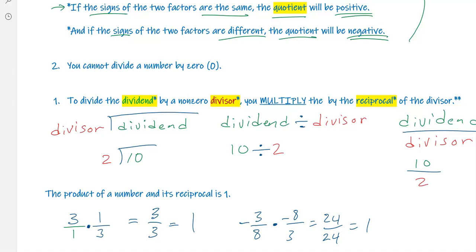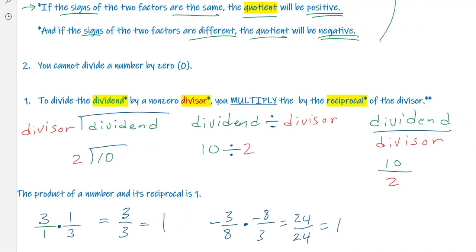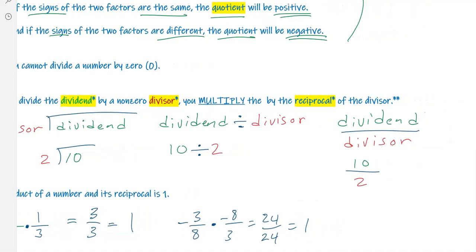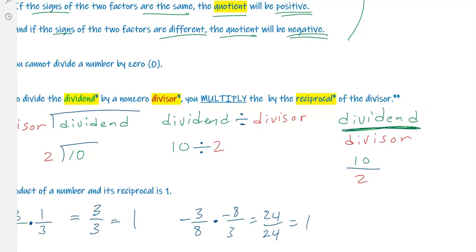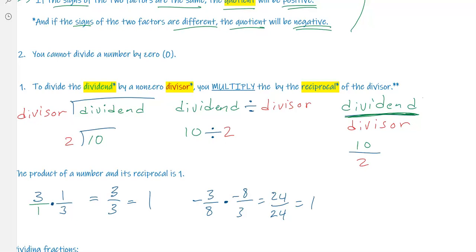We know this. You rewrite it a different way when you use the division symbol, dividend divided by divisor. See how they kind of switched? But it's still 10 divided by 2. Or, in fraction form, the dividend is on top of the divisor. So dividend divided by divisor. So 10 divided by 2. You need to know all three of those methods for division.